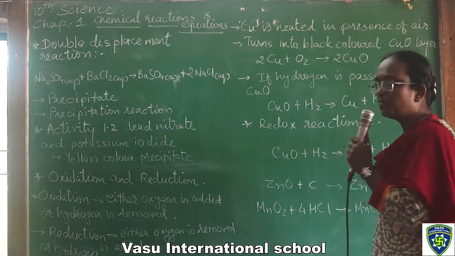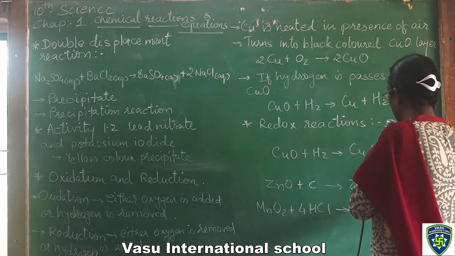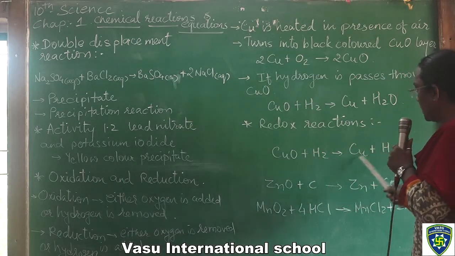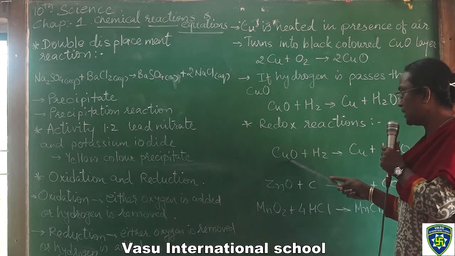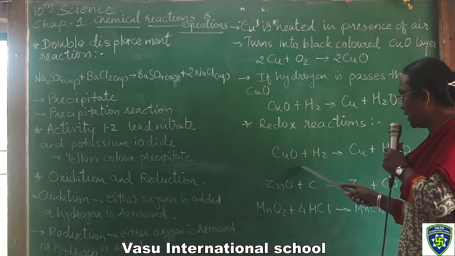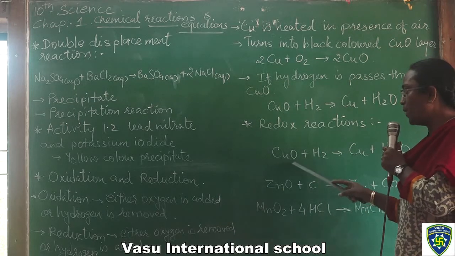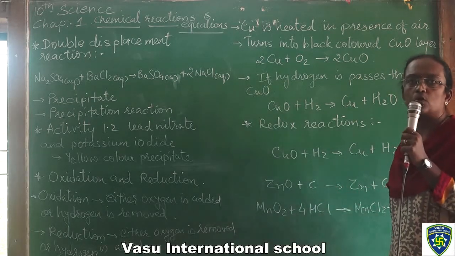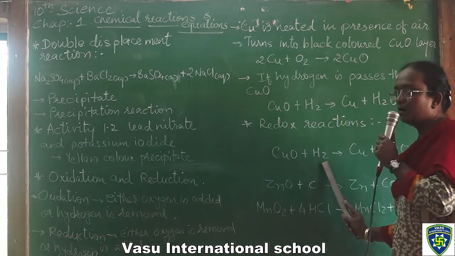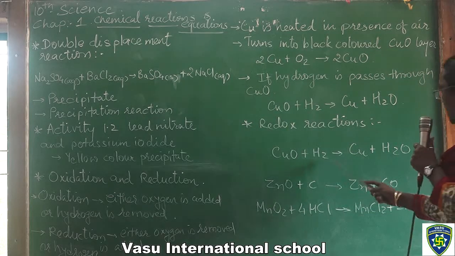Another example of a redox reaction is copper oxide plus hydrogen, that is copper plus H2O. In this reaction, oxygen from copper oxide is removed and combined with hydrogen, so we can say copper oxide is reduced because oxygen is removed from it. So copper oxide is reduced to copper, and hydrogen is oxidized to H2O because oxygen is added to hydrogen.